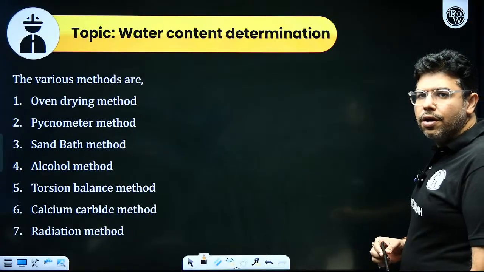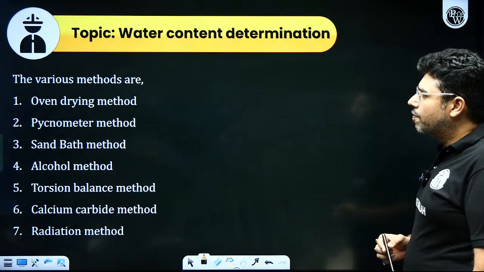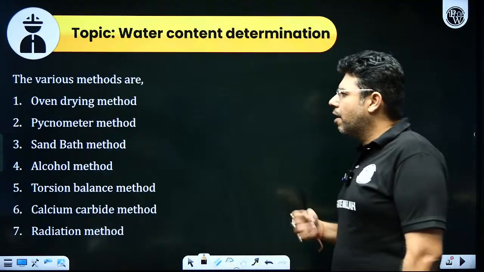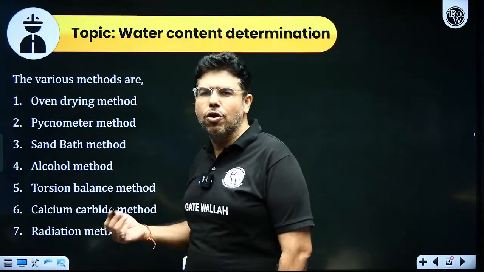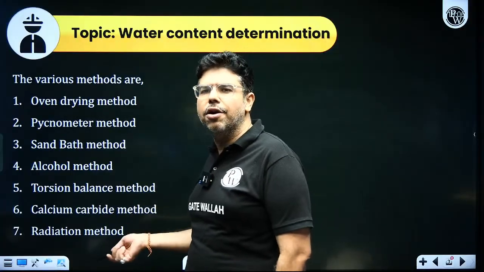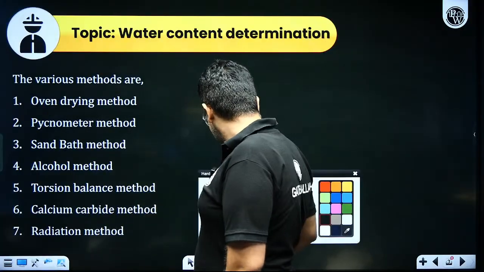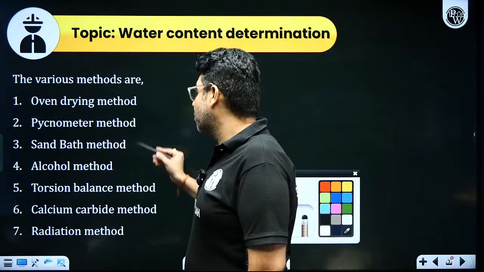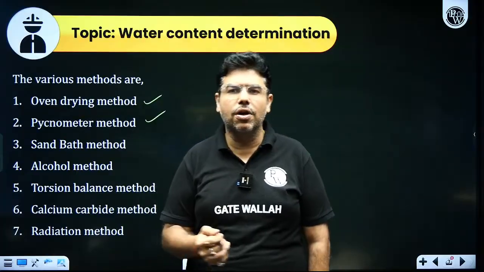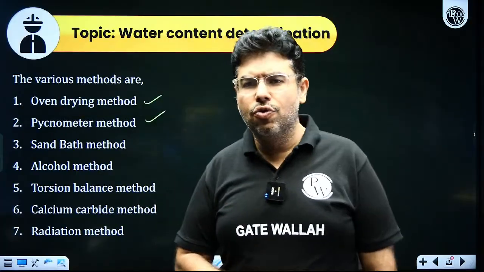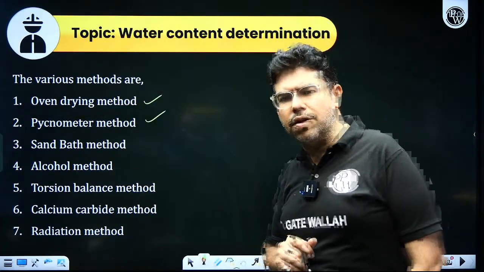So water content determination, the various methods are oven drying method, pycnometer method, sand bath method, alcohol method, torsion balance method, calcium carbide method, and radiation method. Today I will be discussing only two methods. Those are the most important methods, that is oven drying method as well as the pycnometer method, which is asked in your exams as well. So today I will be discussing both these methods in detail.